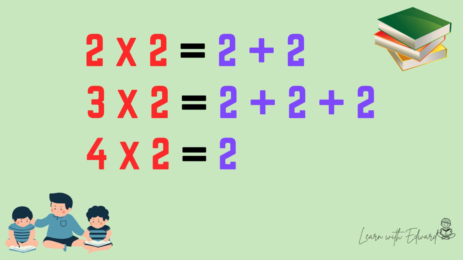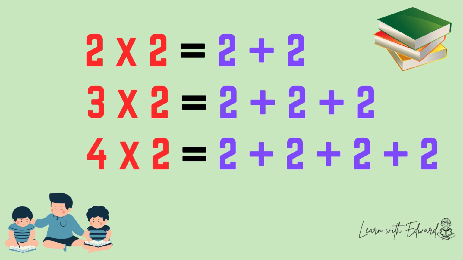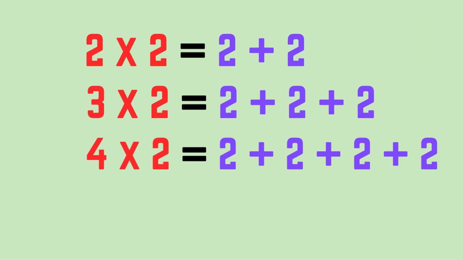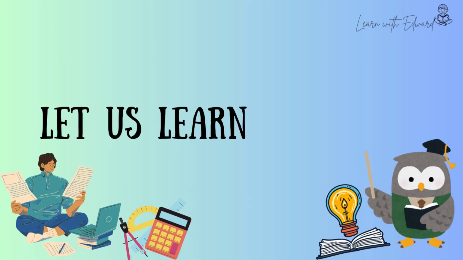4 times 2 is 2 plus 2 plus 2 plus 2. So we need to add 2 4 times. Let us learn in detail.